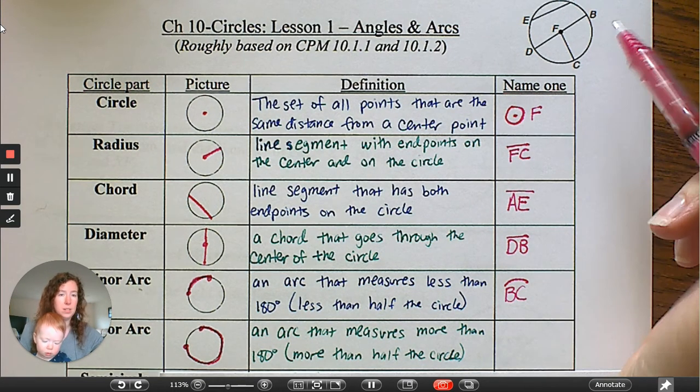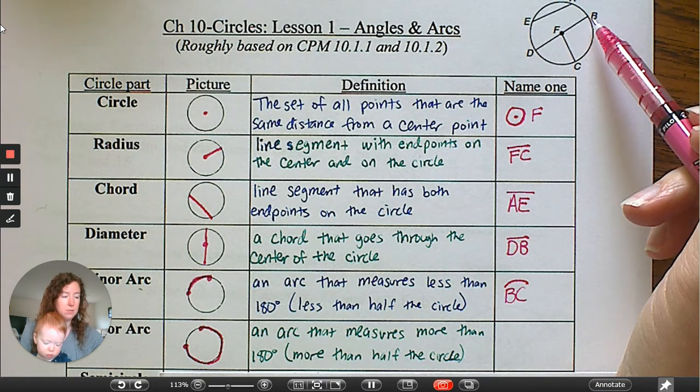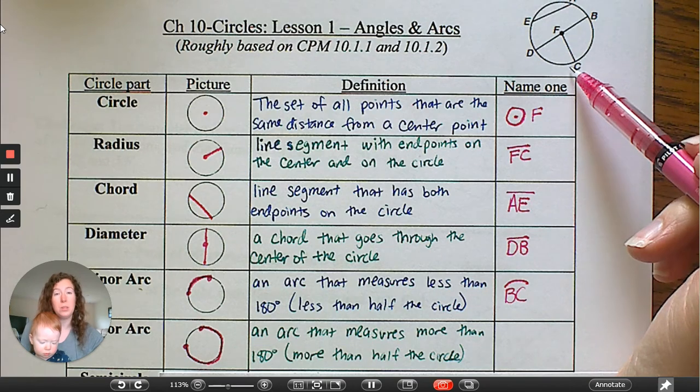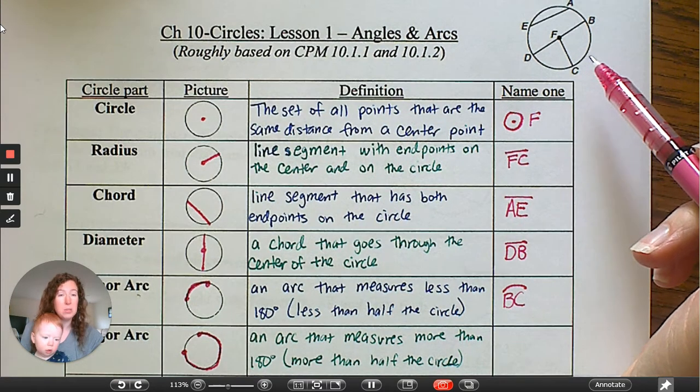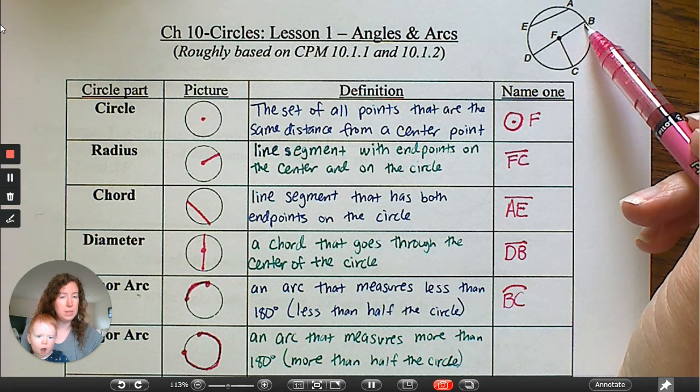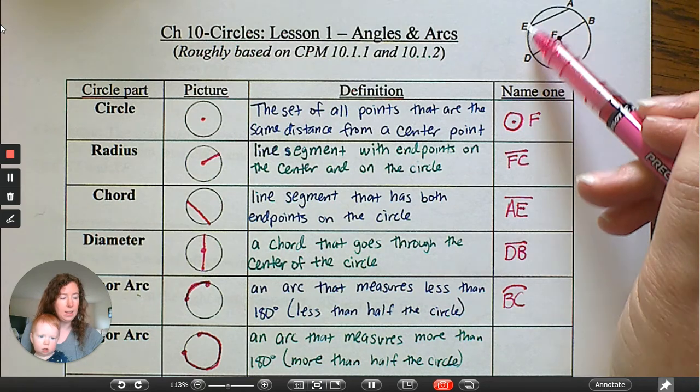Because say I wanted the bigger one for BC, right? Instead of just from B to C, say I wanted to go all the way around the other way. If you only use 2 letters, you would go the shortest route. So you need to pick a different letter in between your 2 endpoints. So if I wanted to go from B, A, and then to C.